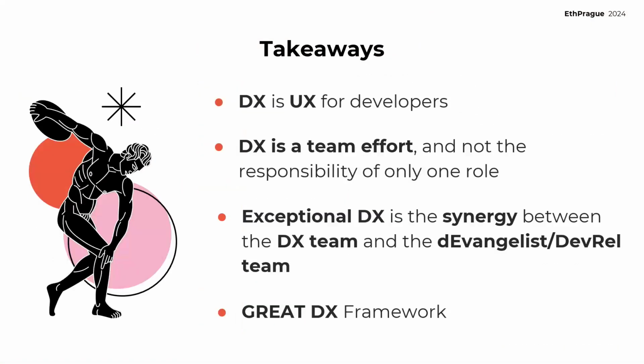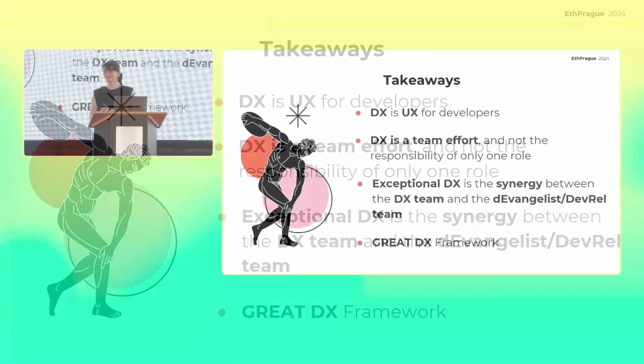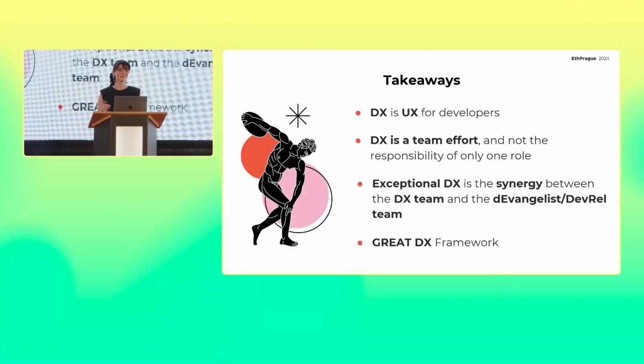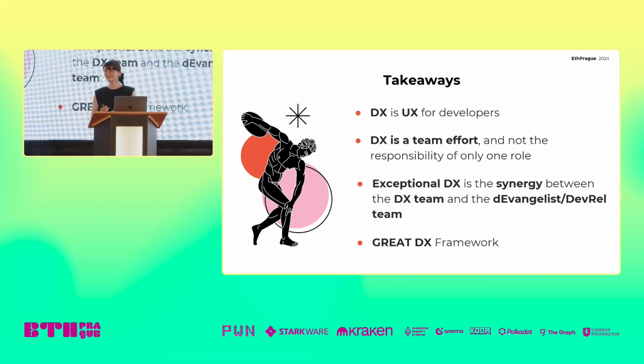Cool. And then when you go back home, these are the ideas that I'd like you to remember from this talk. DX is UX for developers. DX is a team effort and not the responsibility of only one role. Exceptional DX is the synergy between the DX team, the Devangelist team, and the great DX framework.